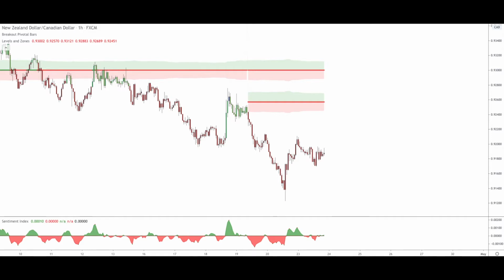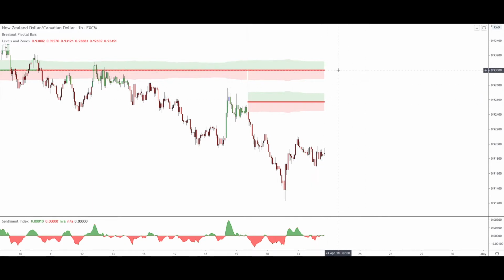So the Breakout Pivotal Bars is the one that is coloring the candles, either red, green or blue. The sentiment index is down here and it's telling us the market sentiment, so whether it's bullish or bearish, and its trend over time, and the levels and zones is highlighting for us significant resistance or support levels and their respective buy and sell zones.